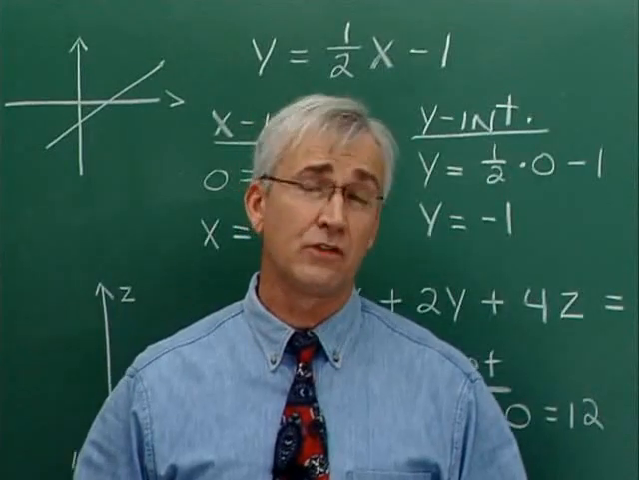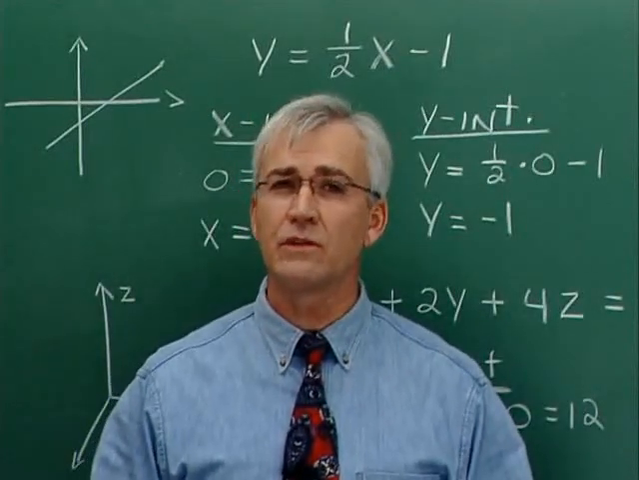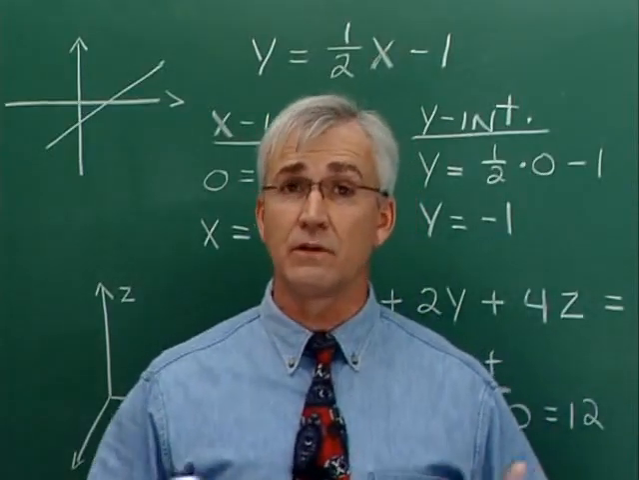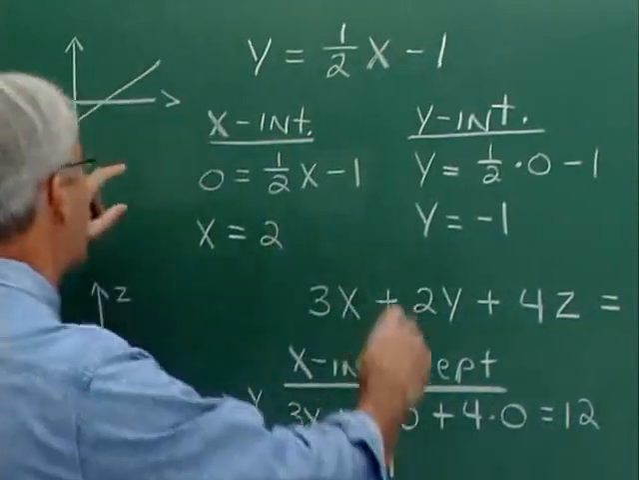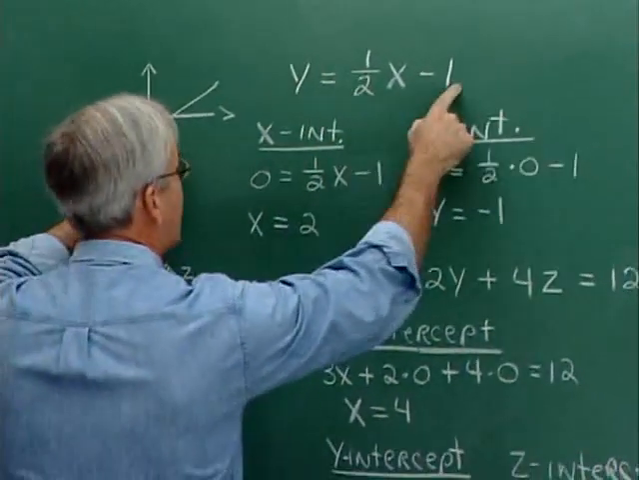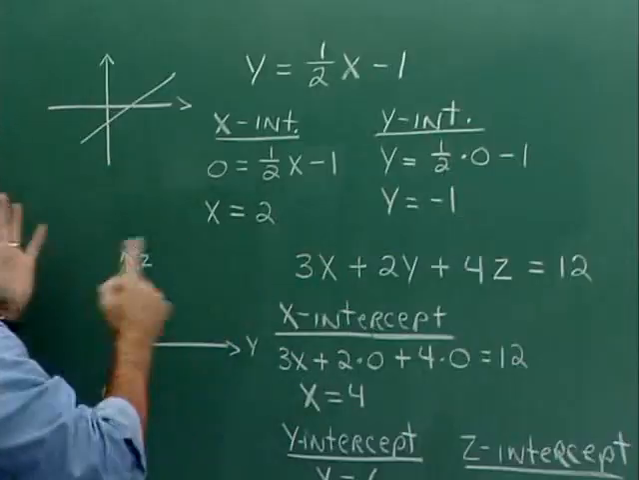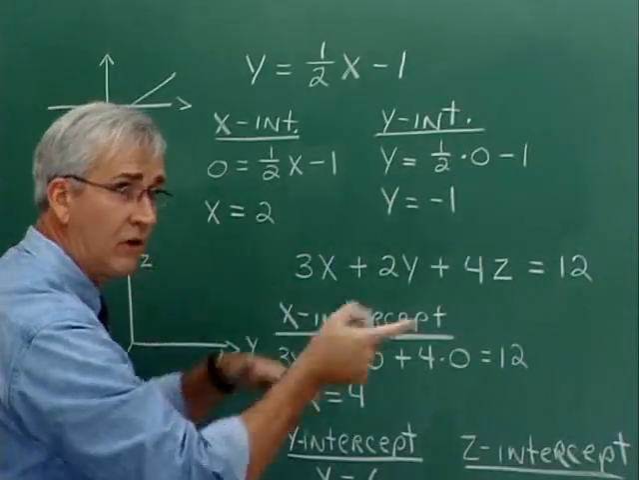Let's talk about intercepts. Now, when we studied in the two-dimensional plane and we were calculating the intercepts of a graph, we did this kind of thing. Suppose we have y equals 1/2 x minus 1. Here's its graph. To find the x and y intercepts, we just let x and y take on the value 0 and then solve for the other letter.